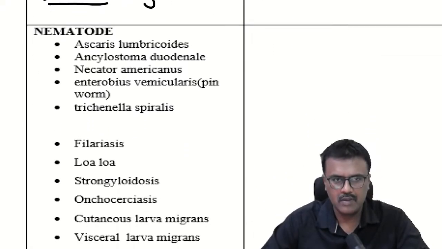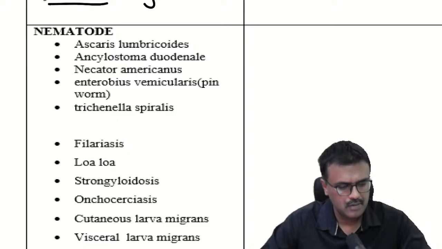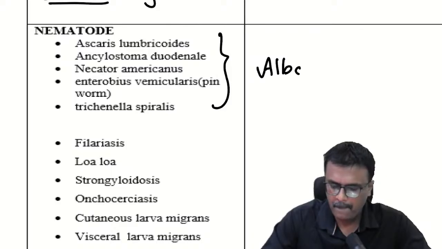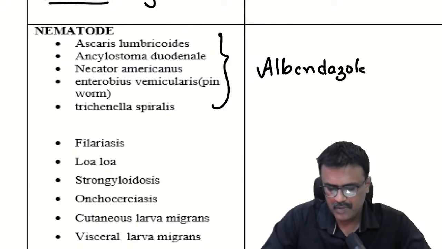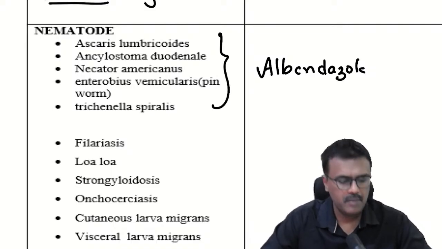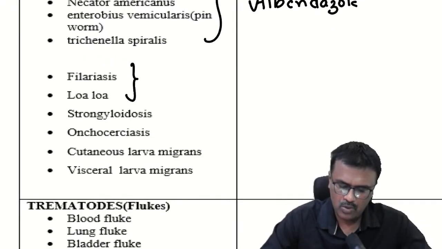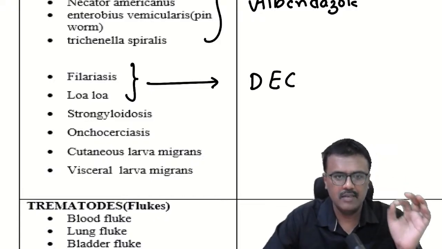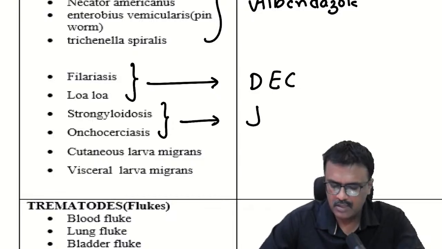Coming to nematodes, Ascaris lumbricoides. Yes, okay, correct. Then for all these, the drug of choice is albendazole: Ancylostoma, Necator americanus, pinworm, Trichinella spiralis. Filariasis and Loa loa, it is DEC. What is DEC? Diethylcarbamazine. Strongyloidiasis and onchocerciasis, it is ivermectin.